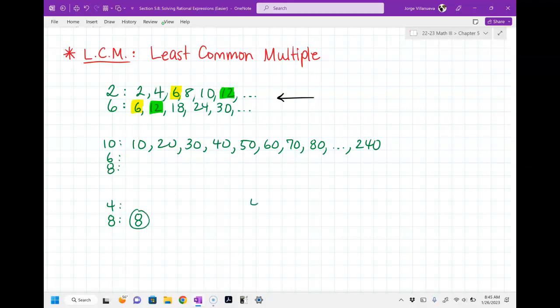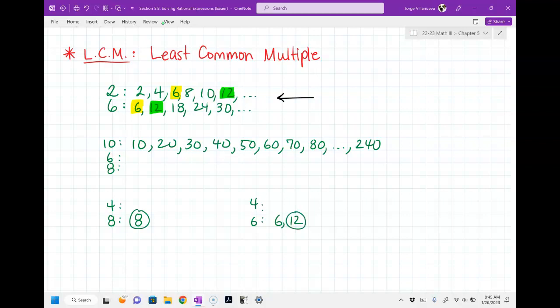Well, what if I try 4 and 6? Well, let's see. Does 4 go into 6? No. Does 4 go into 12? Yeah. So 12 is my LCM. Okay? So this is going to be the hardest part.